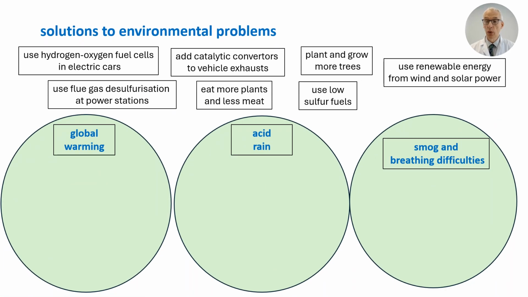It's not all doom and gloom. There are solutions to these environmental problems. Here are 7 solutions. Here are the 3 problems: global warming, acid rain, smog, and breathing difficulties caused by that photochemical smog. Allocate the solution to the problem. Take your time, think it through, come back to check and correct when you are ready.